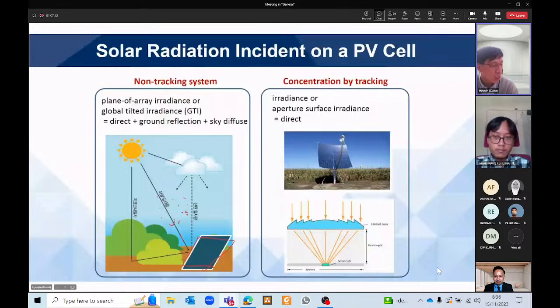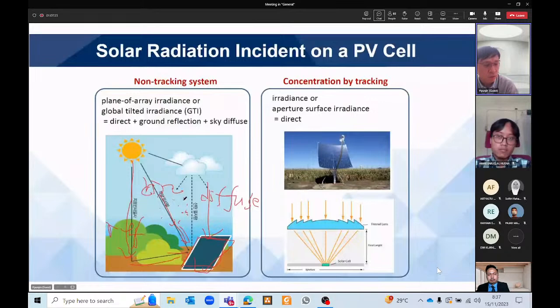Anyway, this is a direct component. The direct component will reach the panel. On the other hand, scattered, diffused light from the sky can reach the panel. The third one, the light goes to the ground, and then a small part will reflect from the ground. This reflected light can come to the panel. So these three components, direct, diffused, and reflected, will be incident on the panel.